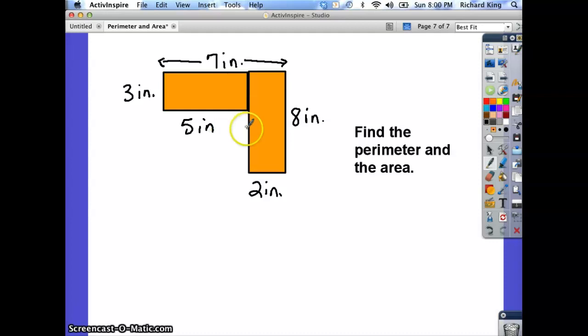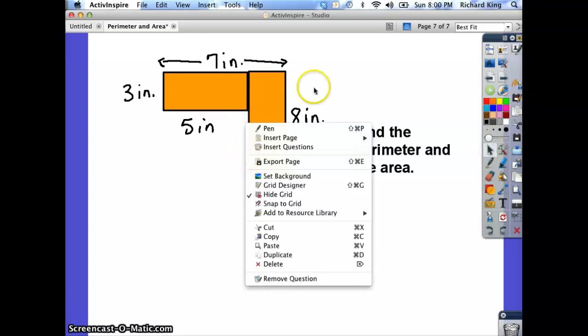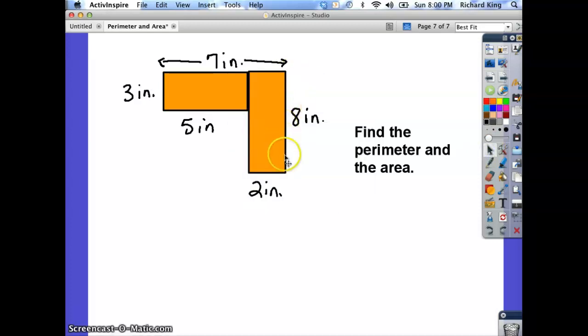We can do the same thing to find this length here. So if we take this total length of 8 inches, and this is 3, so we know this plus this would equal this total on this side. So if we take the 8 minus the 3, again this would make this 5 inches also. So now we have measurements for all the sides and we can find the perimeter and the area.